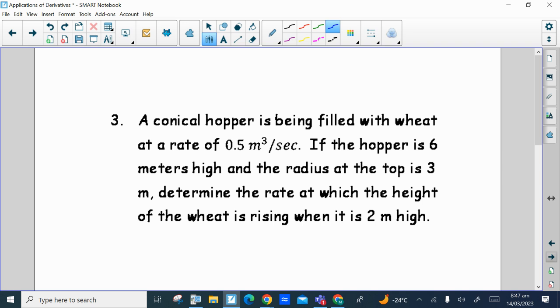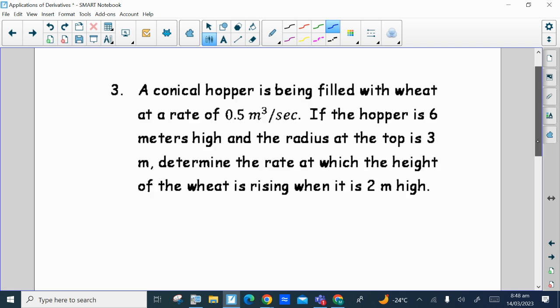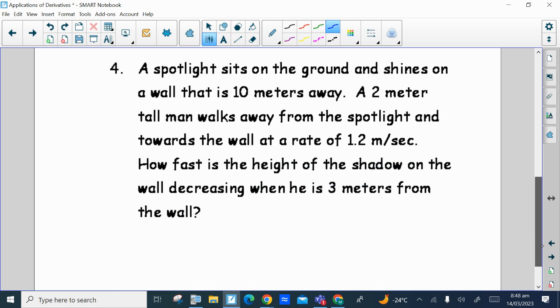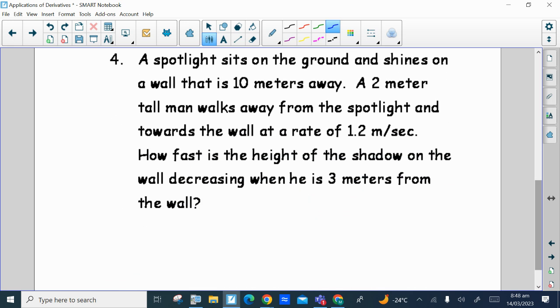This next question is exactly the same. We're given the volume of a cone, and you want to find the rate of change of height with respect to time when the height is 2 meters. So exactly the same. I'm not going to do that one, but let's look at number 4.